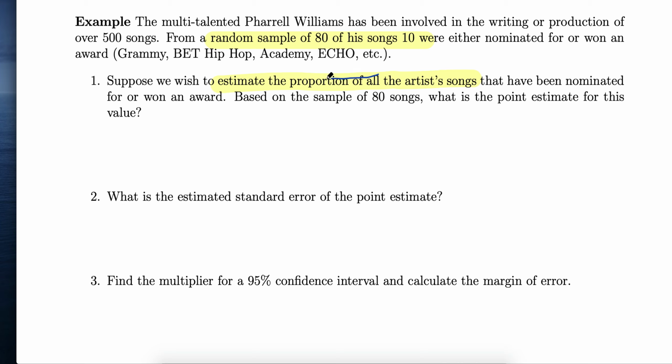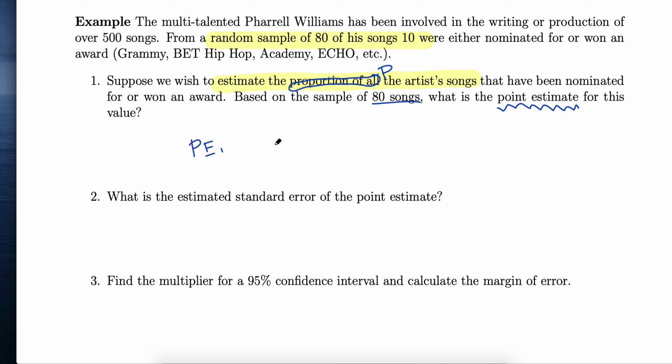So here, when we're talking about the proportion of all, that's telling me I'm trying to find an estimate for P, that population proportion. And I'm going to do that using this sample of 80 songs. So first question, what is the point estimate? I want to estimate P, the proportion for the entire population of his songs, based on my sample of 80.